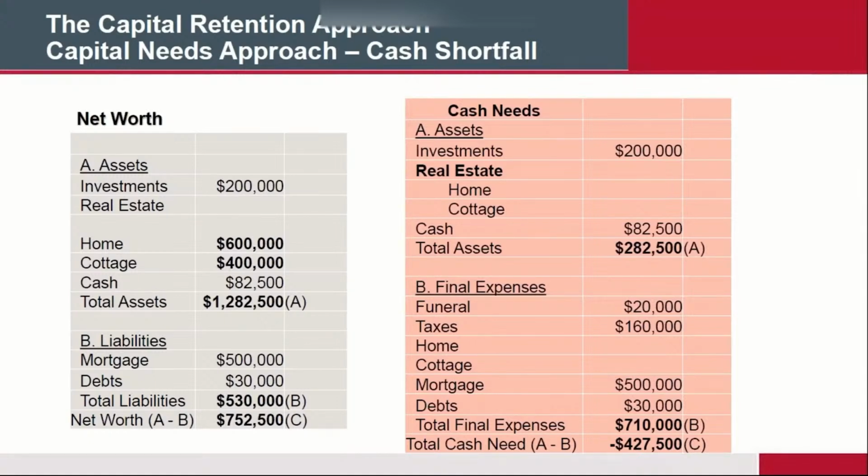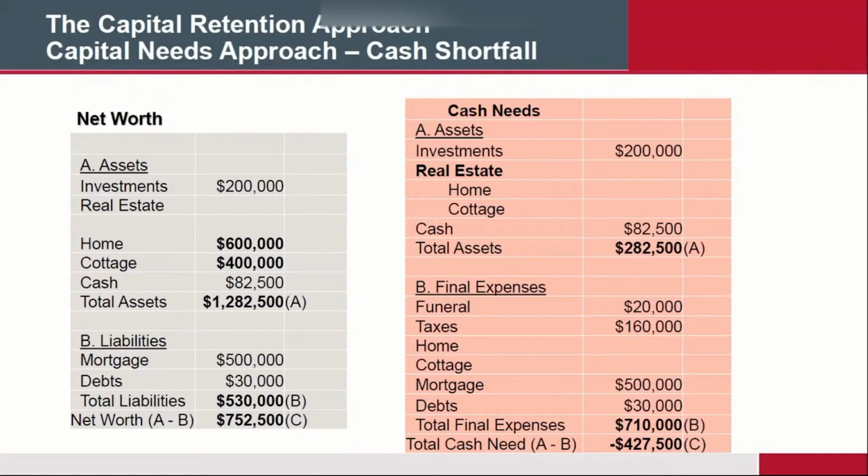But if you didn't have that sort of software and everything else, you could actually do it manually. So the first thing we want to look at when we're talking to our client is we like to do what's called a net worth statement. So you see that on the left side of your screen there. Or right, depending on how you look at it. Anyway, on your left side of your screen, you'll see a net worth statement. That basically says assets and liabilities. In other words, in this case here, this individual has investments of $200,000, also has real estate. Home, $600,000, cottage, $400,000, cash in the bank of $82,500. So the total assets in this particular case is $1,282,500.